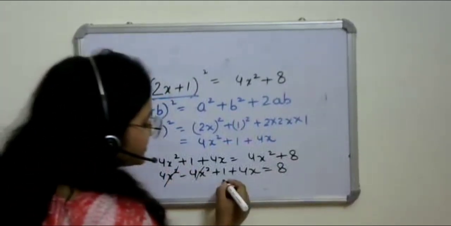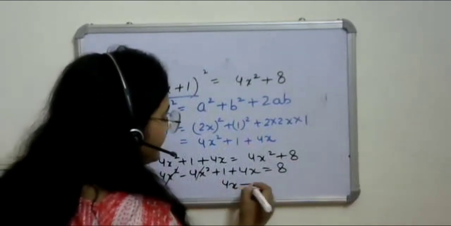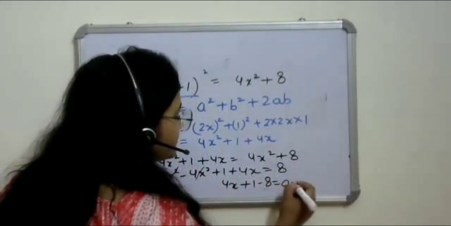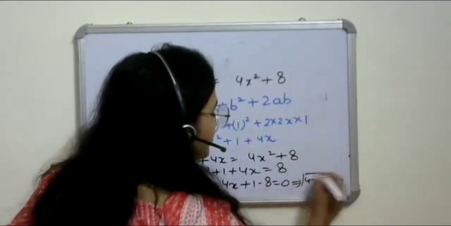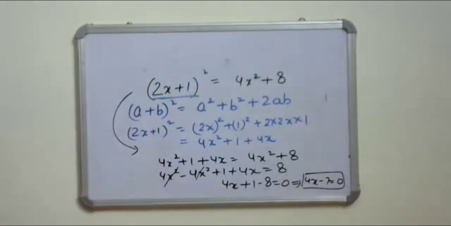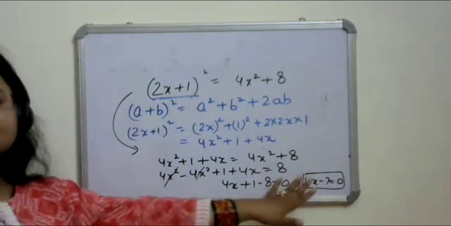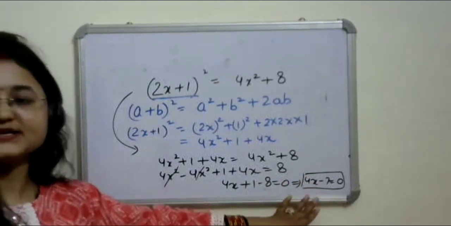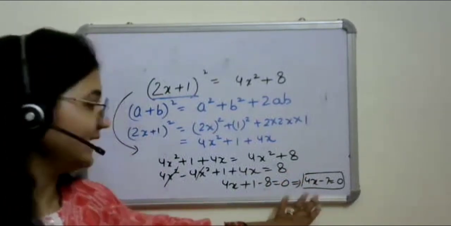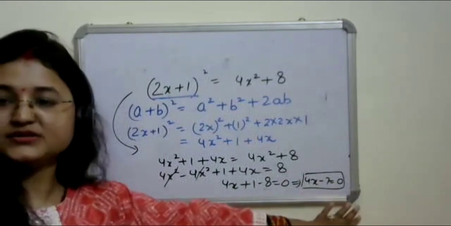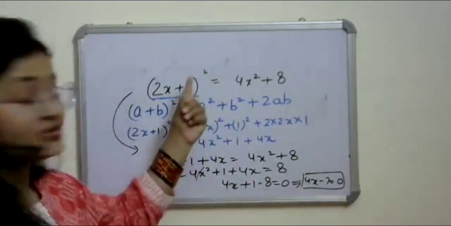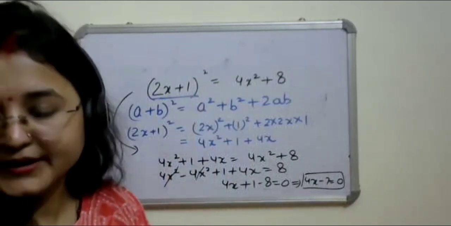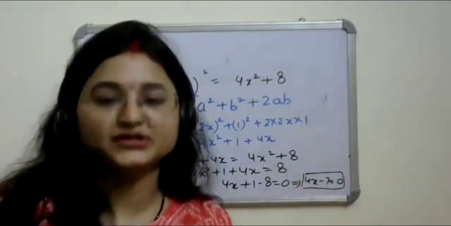What is the final equation? 4x plus 1 minus 8 equals to 0, which implies 4x minus 7 equals to 0. As you can see, the final answer is in order 1. 4x minus 7 equals to 0, where the maximum power of the variable is 1. So the given equation is not quadratic but a linear equation.